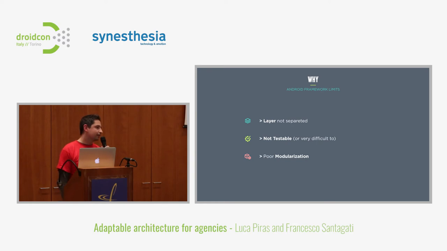First of all, I think that layers are not well separated. This means that if we take an example, the activity, we are forced to put all the UI stuff in the activity class, but then we can add, for example, an async task to load data from DB or network or whatever. And then the activity becomes both a UI component and a business logic component. And it's not easy to maintain and test components like this. So the consequence is that it's not testable, or it's very difficult to isolate a component and to test it.